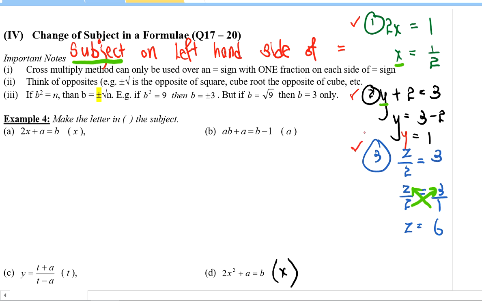Last but not least, rule number 3 states that whenever we have a fraction, I would like to make sure there is a single fraction on each side. So if you are given that z over 2 is equal to 3, I will need to convert my 3 as 3 over 1 before I do my cross multiplication. Then you will have z is equal to 2 times 3, which will give you 6. These are the three rules which are very important for you in doing your questions on change of subject.